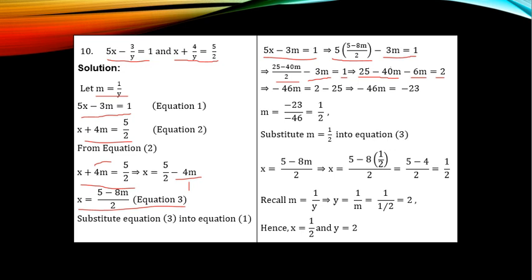As you will add the like terms, also transfer the constant term 25 to the right hand side. So, minus 40m minus 6m, you have minus 46m. Then if you transfer 25, it becomes 2 minus 25. And that is minus 23. To get m, divide both sides by minus 46. So m is equal to minus 23 over minus 46.